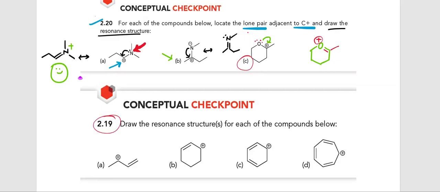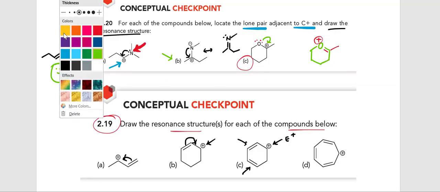Now 2.19: draw the resonance structures for each of the following compounds below. Obviously, I'm just showing how to draw this. This is the first thing, I can just draw it like that. In the second case, this is the electrophile and this is the nucleophile, so the nucleophile has to be drawn like that. And in this case, you can see there is an electrophile here, there is a nucleophile here as well, and there are alternate single and double bonds.